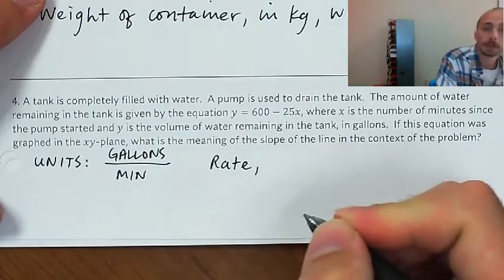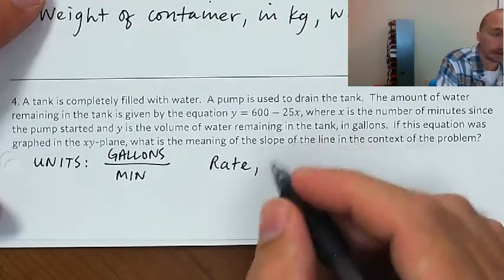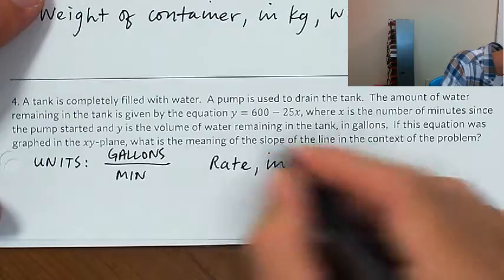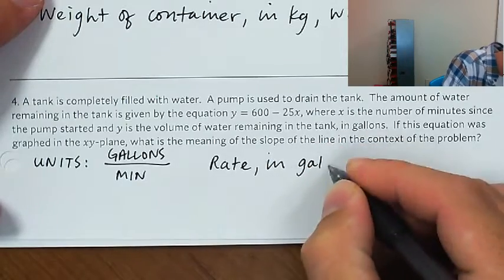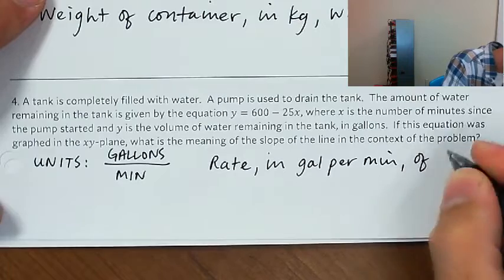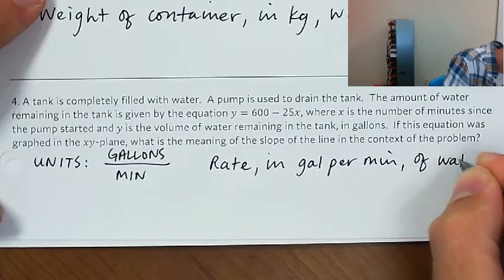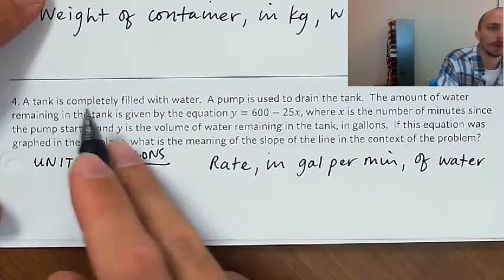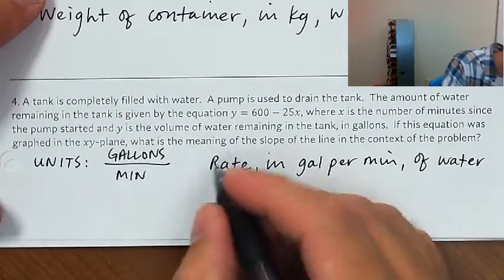And again, it didn't ask for units, but I'm going to just go beyond and provide it since I just wrote it over here. In gallons per minute of water leaving, or what is it, draining from the tank. That would be a good verb.